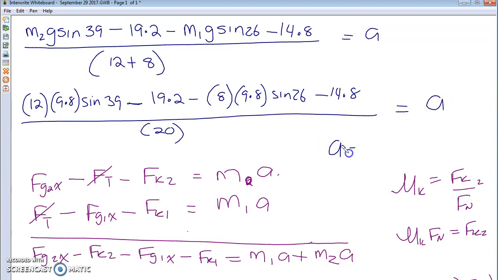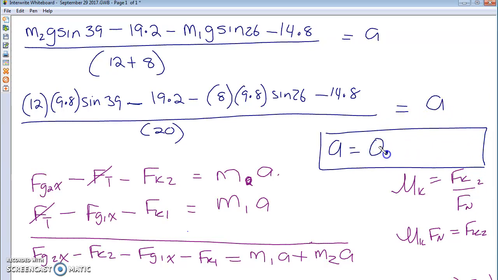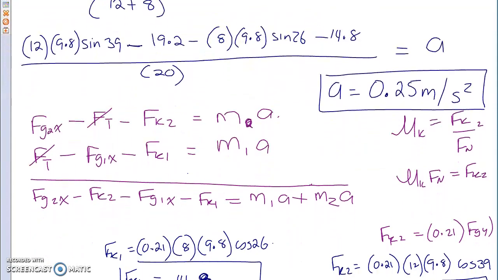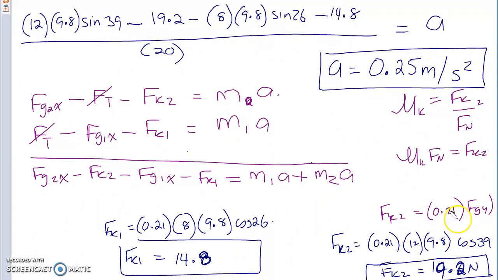What is your acceleration? 0.25 meters per second squared. Does this make sense? But you could see how, because of our kinetic friction, we have to really make sure we do not forget our kinetic friction, that we're not just assuming FN equals FG.